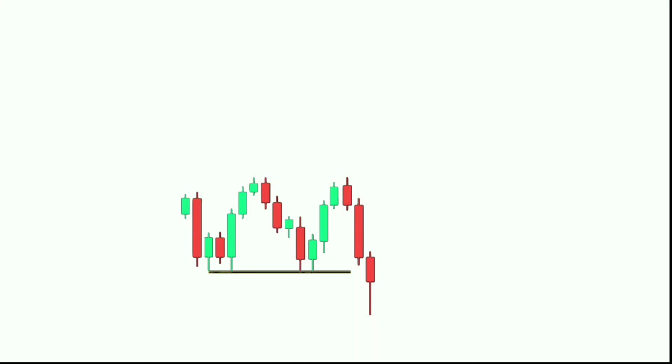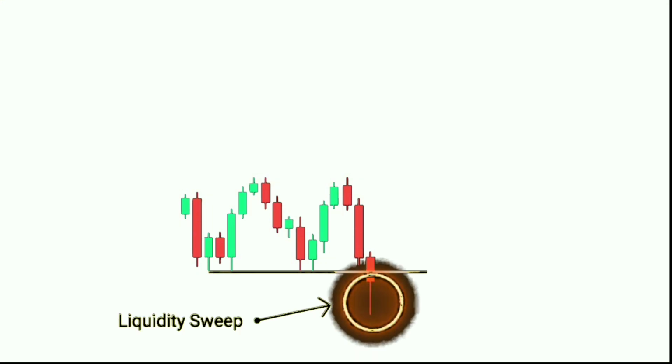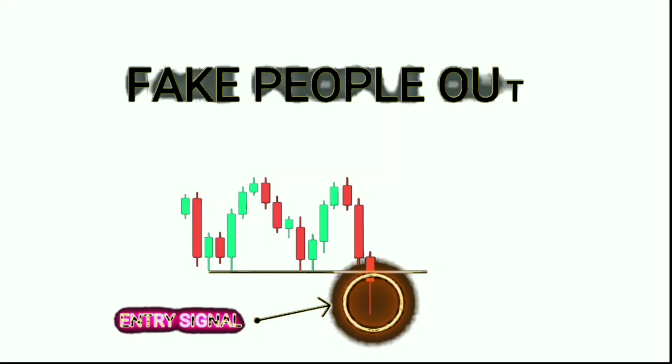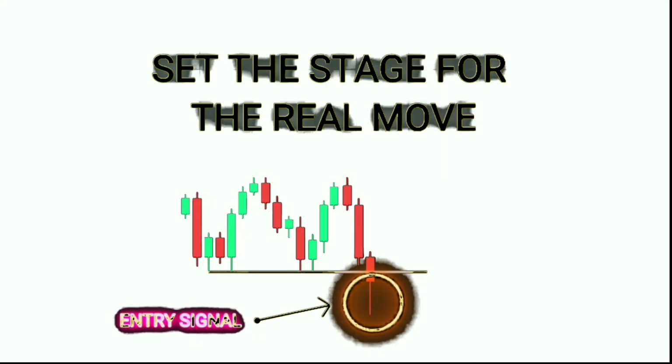Step number 3, sweep. Here's the key. After the inducement, price sweeps liquidity. It takes out a previous high or low, and this is the moment most people panic. But for us, this is a signal. The market did just what it had to do to grab liquidity, fake people out, and set the stage for the real move. We're almost ready.